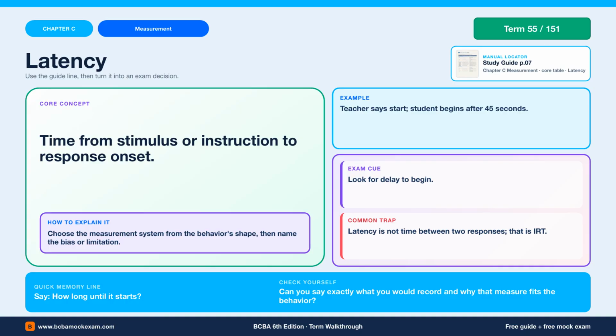Latency. Latency measures the time between an instruction or stimulus and the start of behavior. For example, after the teacher says begin, the learner starts writing after 30 seconds. The exam cue is delay before responding. The trap is confusing latency with duration. Latency is before the response starts. Duration is how long the response lasts. Memory line: Latency asks how long until it starts.